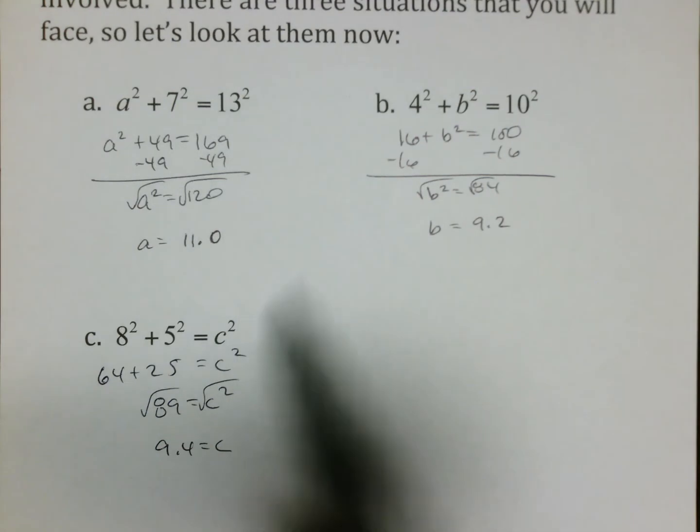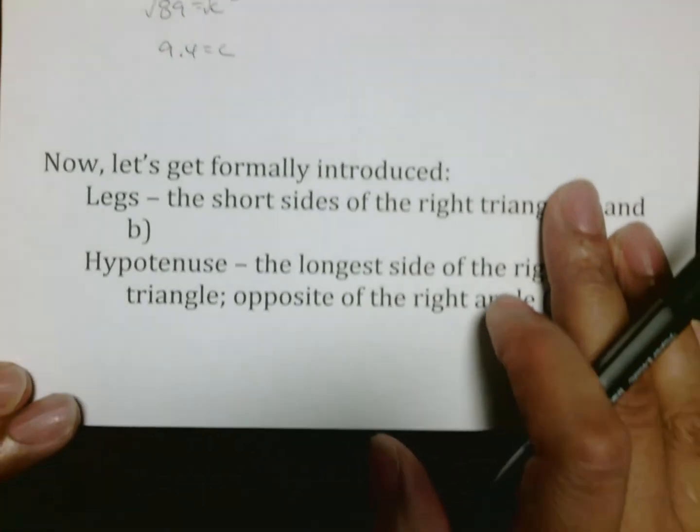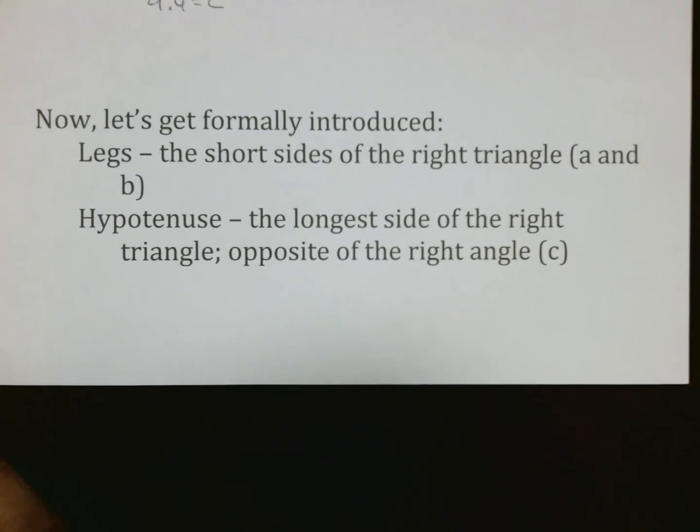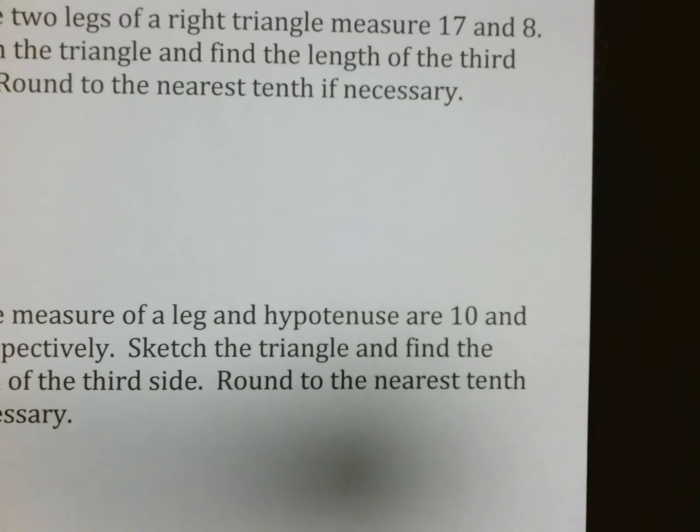Again, the key thing is to make sure you understand what C is, because if you don't, that's going to be an issue. Now let's get formally introduced, which I think I've already done. The legs are the short sides of the right triangle, A and B. The hypotenuse is what we call the longest side of the right triangle. Again, it's always opposite of that arrow or that pointer, C. And let's just get to examples so we can get you some work.